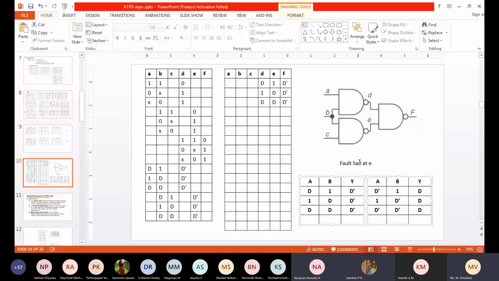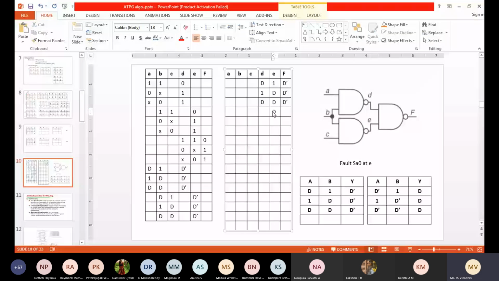D, ma'am. D. So now at E, let me enter it as D. At this column, immediately after entering the singular propagation D cube, now I'm writing D. That is, the fault is at E, stuck at 0. I activated it by making this NAND gate input as 1. So 1/0 is D now. Activation is done, so D is present at E.